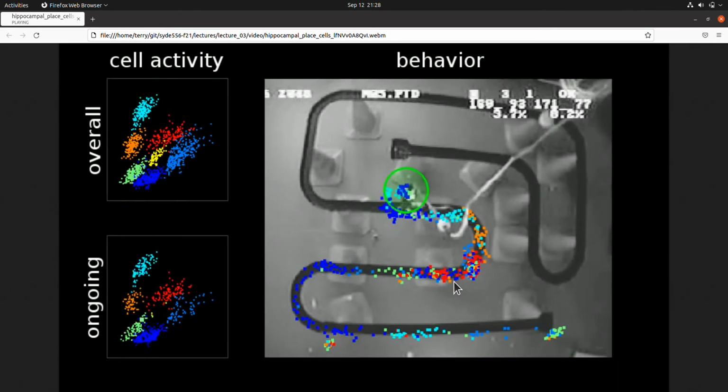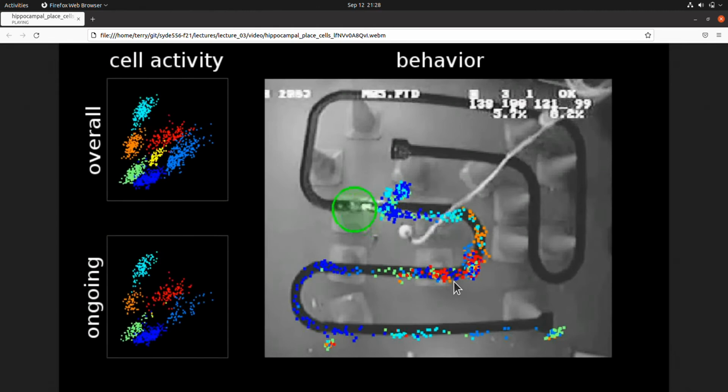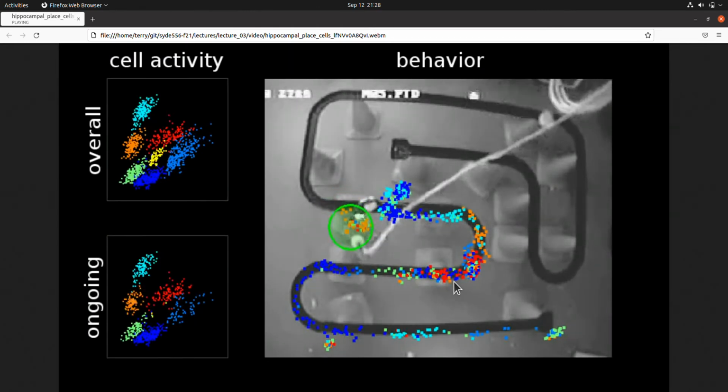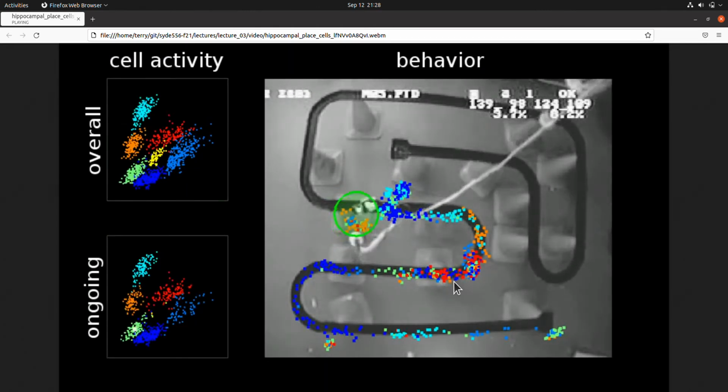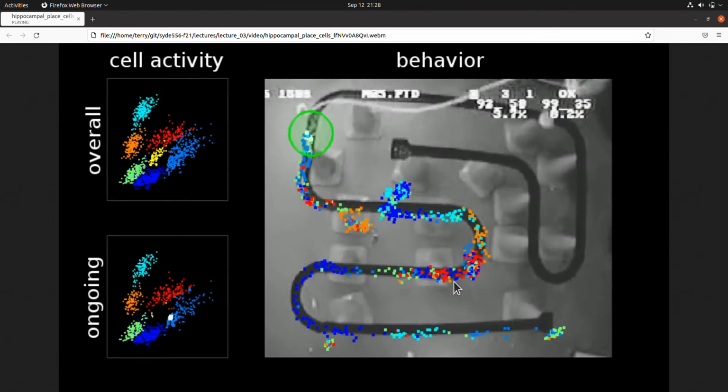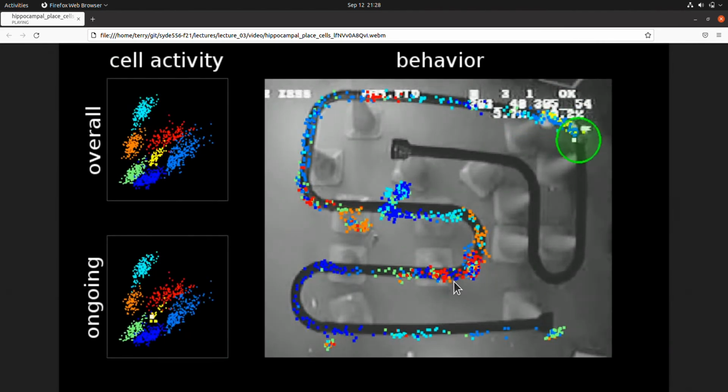But here we've got a situation where there's no direct sensory stimulus that tells you what location you are at. Something more complex is going on. Something inside the brain is allowing the rat to keep track of its location. And these neurons seem to be involved at least in representing that information.